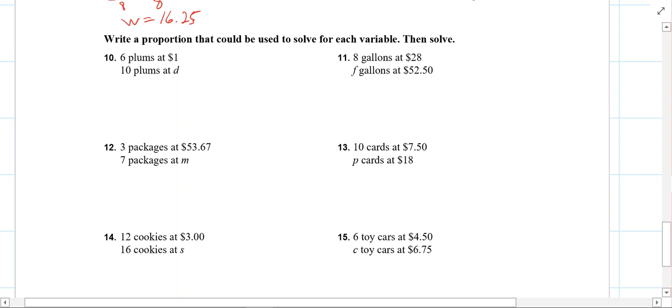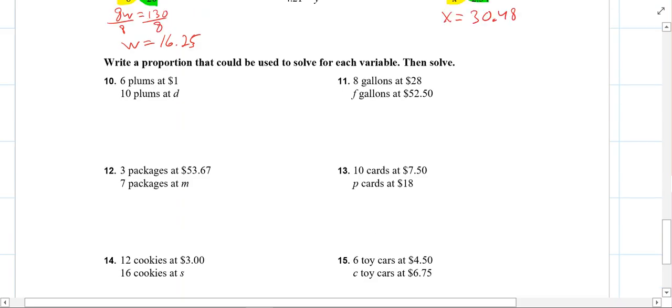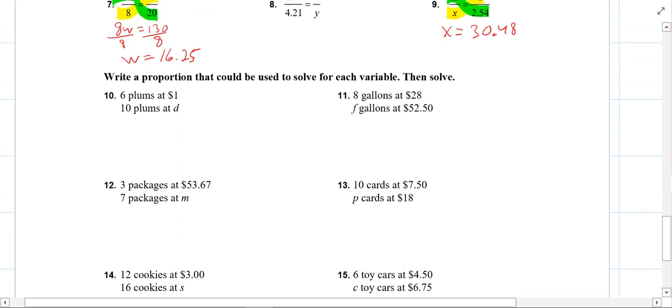Write a proportion that could be used to solve each variable, then solve. All right, now there's a whole bunch of different ways to write these, but there are ways to incorrectly write them. Okay, so we'll start with number 11 first. 8 gallons at $28. So here's one way you can do it. 8 over 28, and I put gallons over dollars, didn't I? Is equal to F gallons. The F goes on top, that's where the gallons is, and 5250.